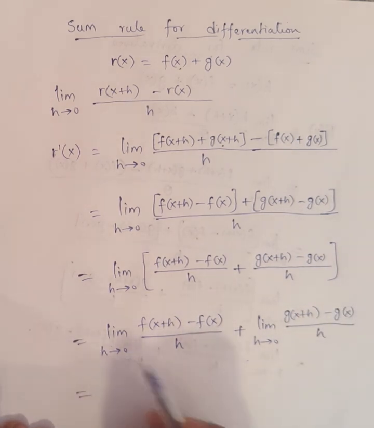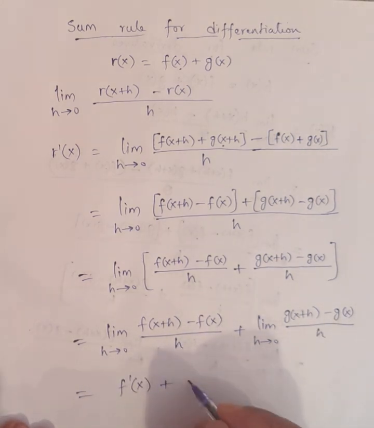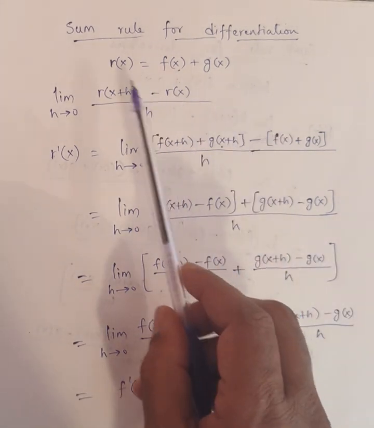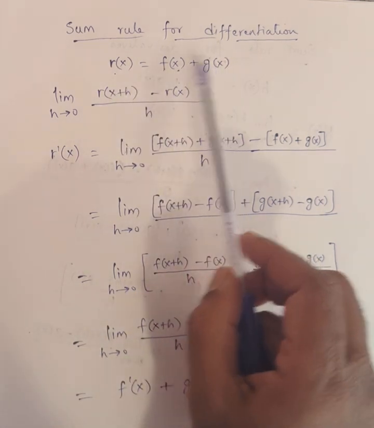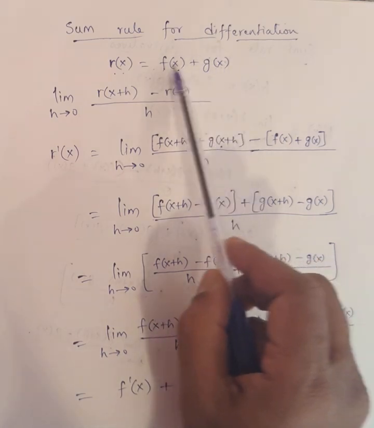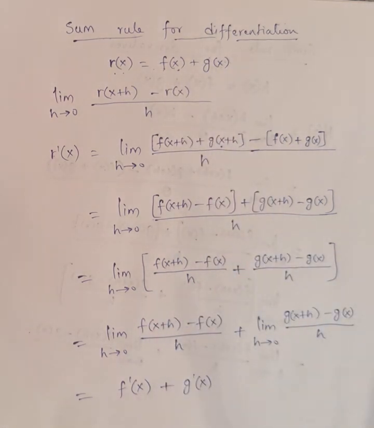Now the first limit is f prime of x plus the second limit is g prime of x. So what we just obtained is that if your function is a sum of two functions, then its derivative is the sum of the derivatives of those two individual components.